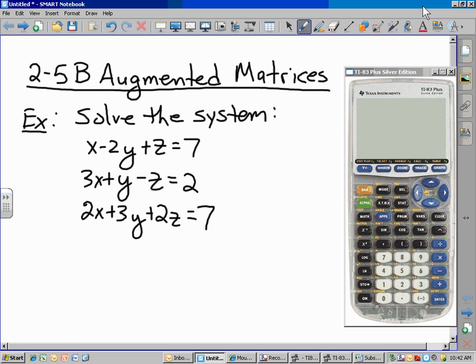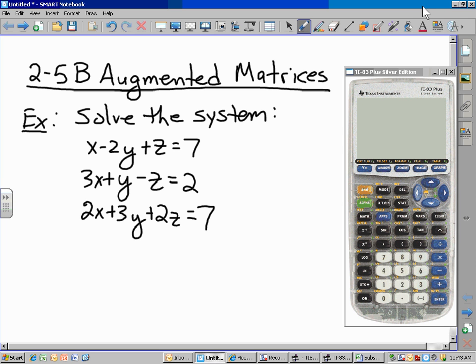Okay, we're going to cover 2.5b, augmented matrices. Okay, we skipped a couple sections. The reason is because if you look at the example, we're going to solve pretty much the exact same problems that we solved yesterday, but this time with the calculator.